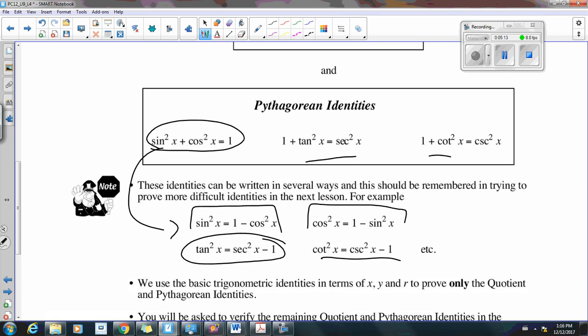You need to be prepared to recognize things in different forms, because sometimes we'll be looking for something like this and we can replace it with 1. Other times we'll see that we have sine squared x and we need to replace it with this, or vice versa. So you do need to know that these can be rearranged. Some people like to write some of the most common rearrangements on their formula sheet when they sit down at their test.